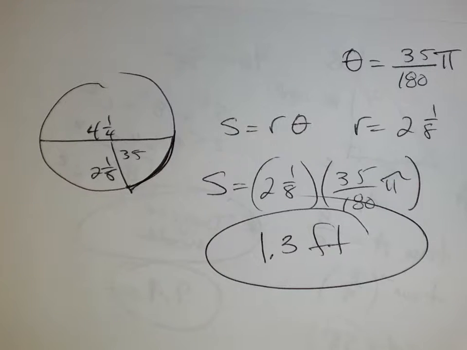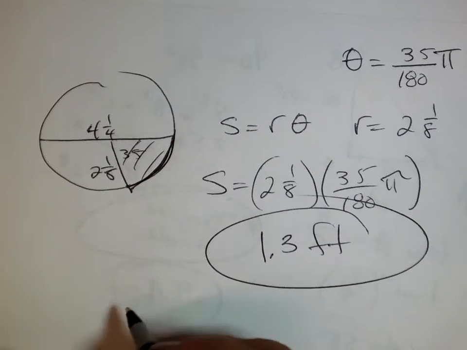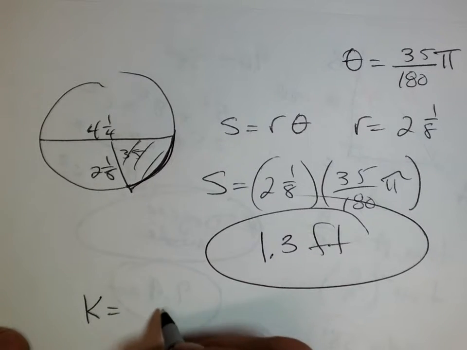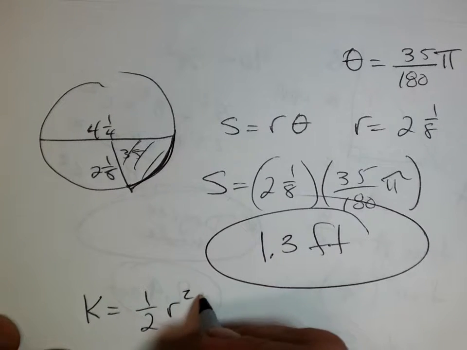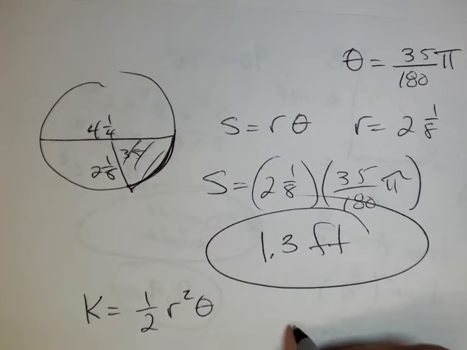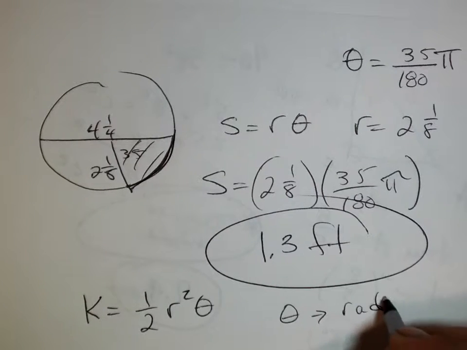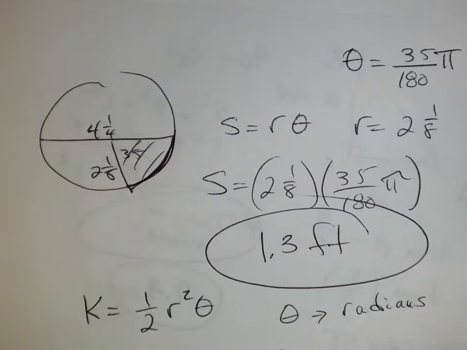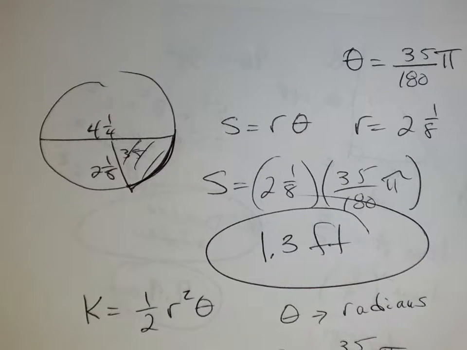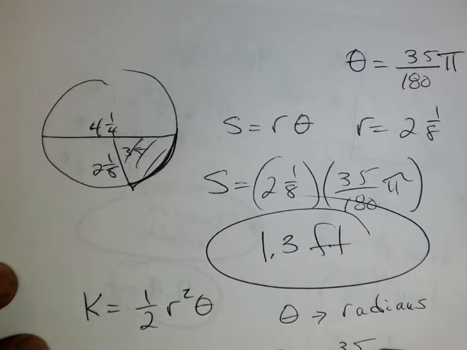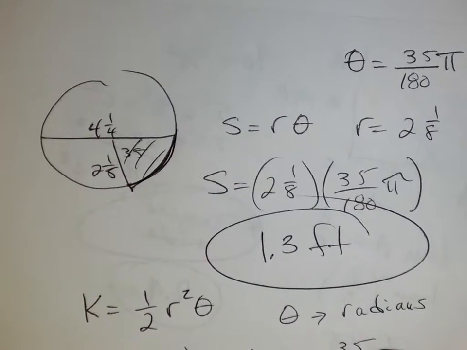Now, if I want the area of that sector, the area, symbol's K, I don't know why, 1/2 R squared theta. But theta has to be in terms of radians, but luckily, I already know what that is. Theta is already 35 over 180 pi, right? Okay, so let's plug that in along with our radius, which is 2 1/8. So my area of my sector is 1/2 times 2 1/8 squared times my 35 pi over 180.